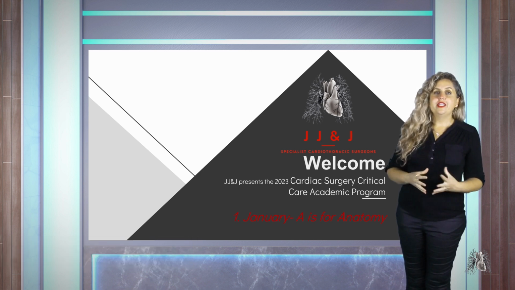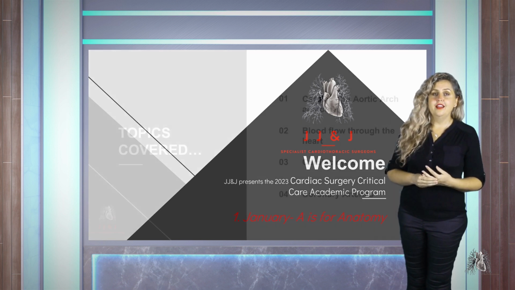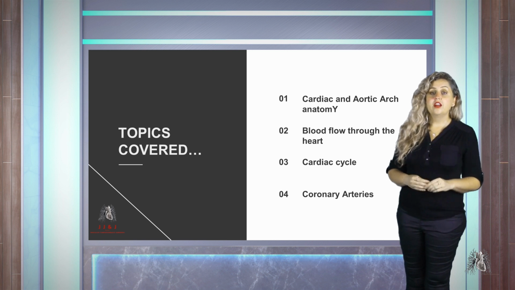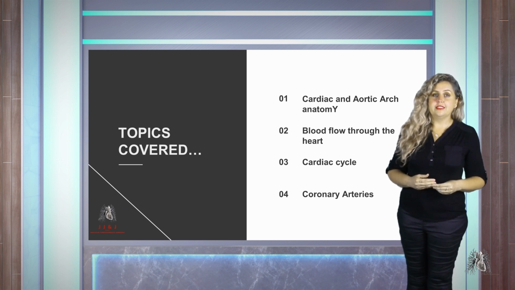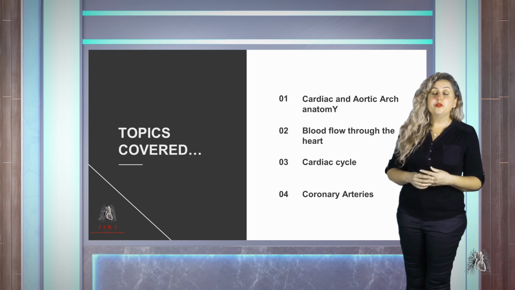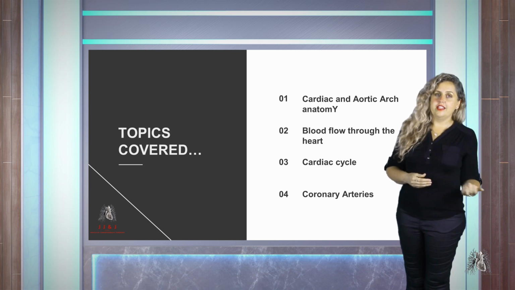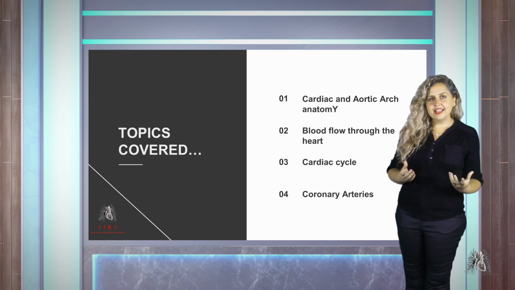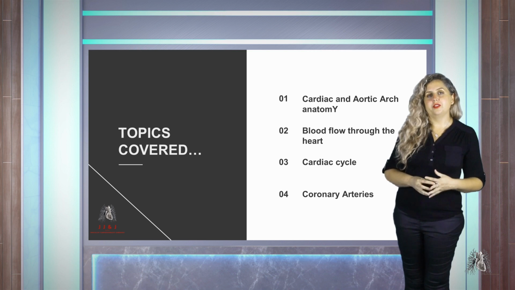In January, we're going to tackle A is for anatomy. We're going to focus on cardiac anatomy and cover 4 topics this month. Starting with cardiac and aortic arch anatomy, which is often left out in nursing education. Blood flow through the heart, and then the cardiac cycle. There's a difference between these two. And at the end, we're going to go through coronary arteries.